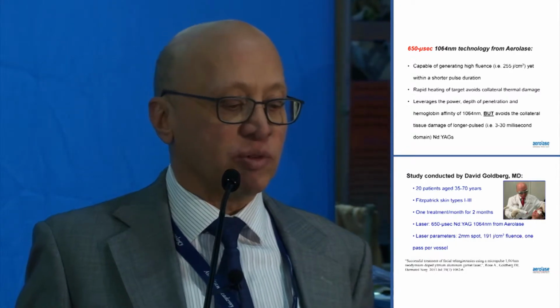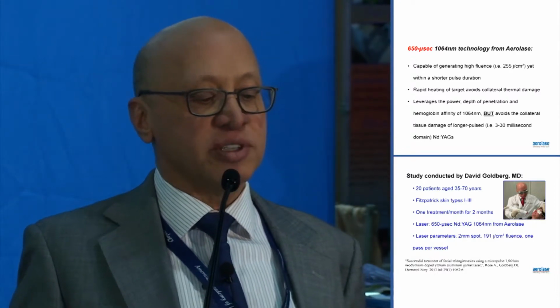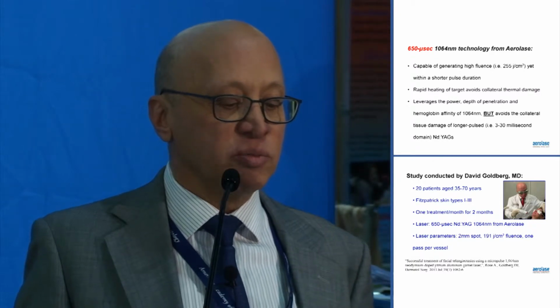This is a study we did a couple years ago, published last year in Derm Surgery. We looked at 20 patients between 35 and 70 years of age, Fitzpatrick skin types 1 through 3. They got 2 treatments a month apart for a couple of months, and we used this 650 microsecond Nd:YAG laser from Aerolase. We used a 2 millimeter spot size, small spot sizes, pretty high fluences as I talked about, 191 joules per centimeter squared, going over vessels and areas once.